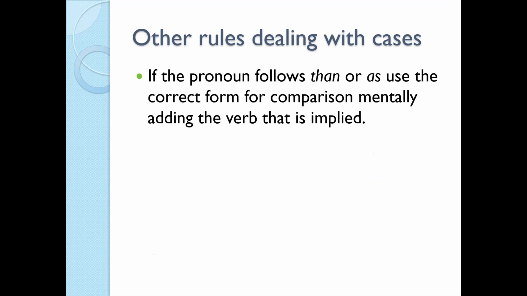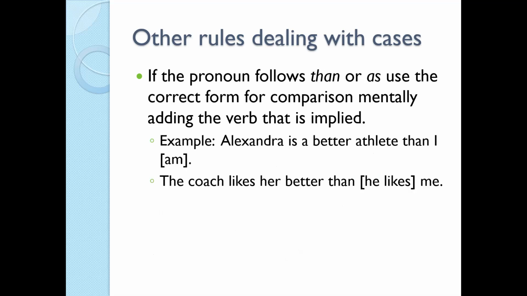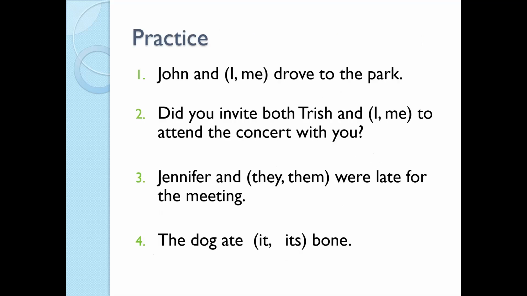If the pronoun follows than or as, then you have to mentally add something to decide how it's used in the sentence. Is it used as a nominative or objective? For example, Alexandra is a better athlete than I am. The coach likes her better than he likes me. Okay, so mentally, that's with the brackets around what I'm adding. Let's practice this a little bit. Maybe pause the video, do these 4 sentences, and then come back and press play.